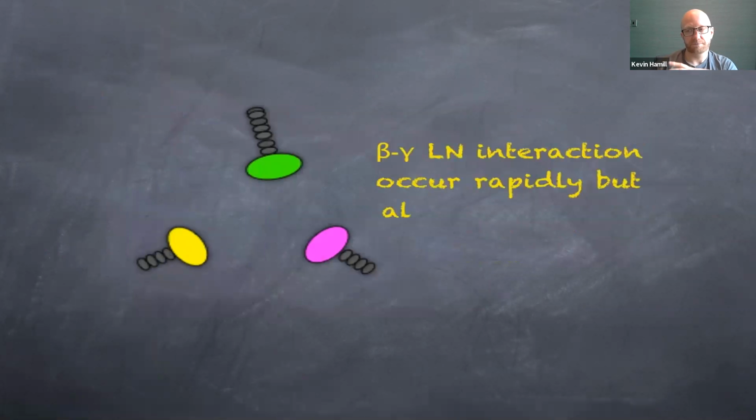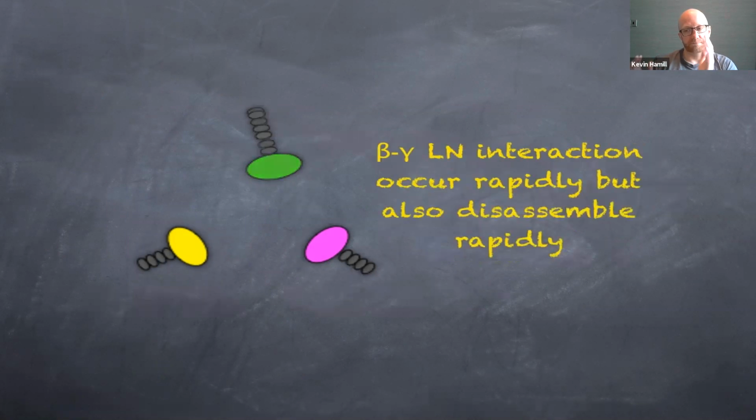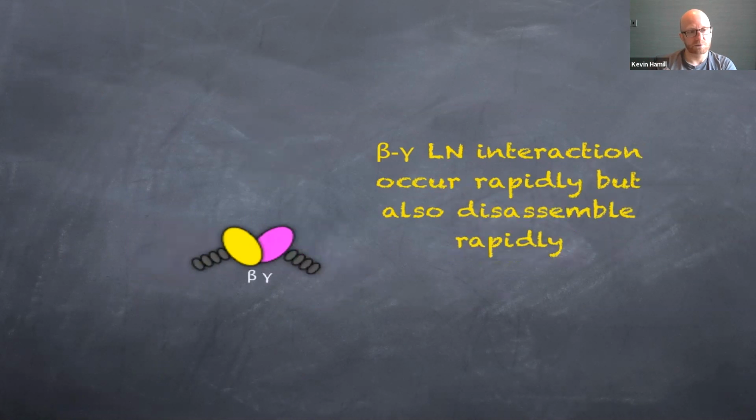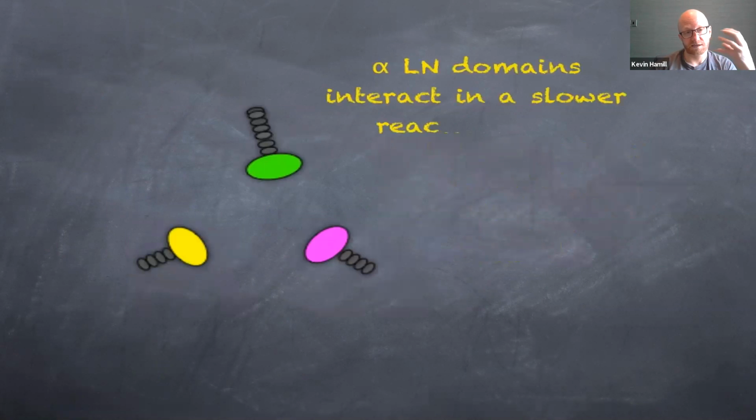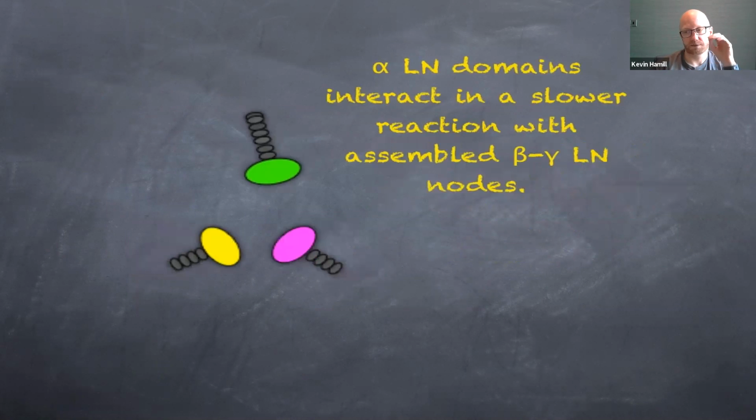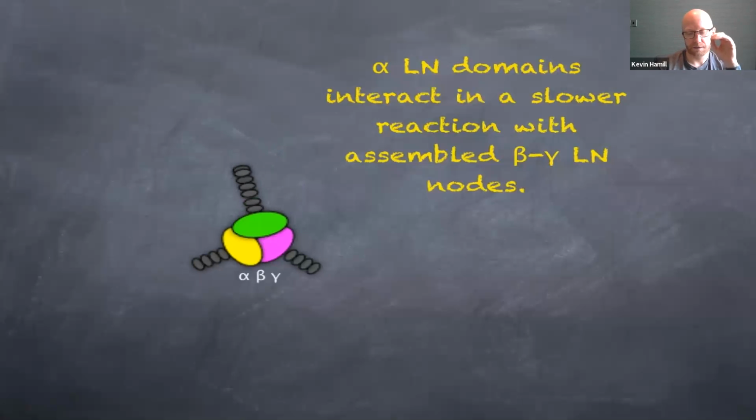And the reason that happens is you need, first of all, the beta gamma LN domains to interact, which is a rapid and unstable interaction. And it's only once you've added the alpha chain to the process that you actually get the stable ternary node forming, the 3 LN domains together.